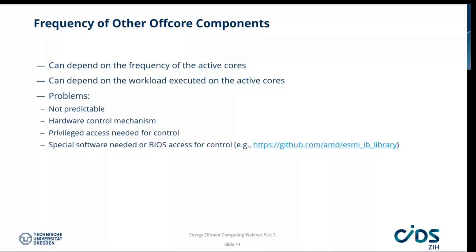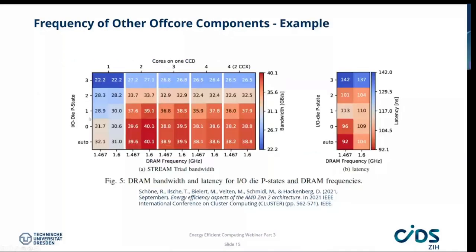You can, if you look up this one, for example, that should be applied to some AMD processors, where you can change the frequency of the I/O die over that. Here we see some numbers for the bandwidth depending on the DRAM frequency and the I/O die P states for accessing memory on an AMD Rome processor.